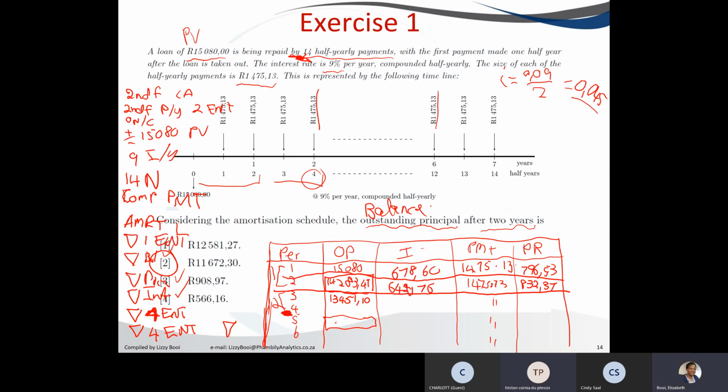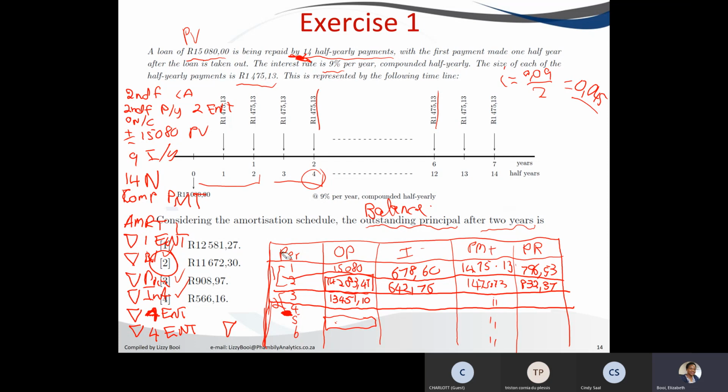I actually have that. Yes, so if that is your interest, you calculate the principal repaid by saying the payment of 1,475 minus 642.76. That should give you 832.37. Yes. So now going to the third one. You need to calculate the opening principal for line number 3 by saying 14,283 minus 832, which should give you 13,450. And then you calculate. Yes, I did it like that.